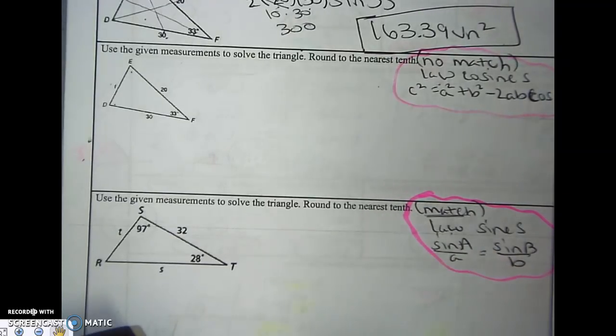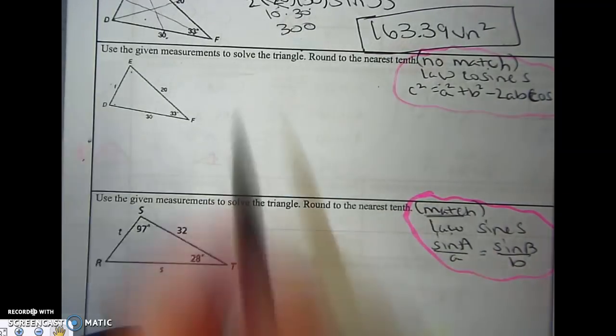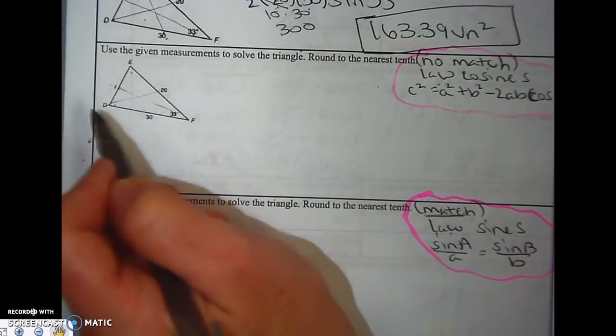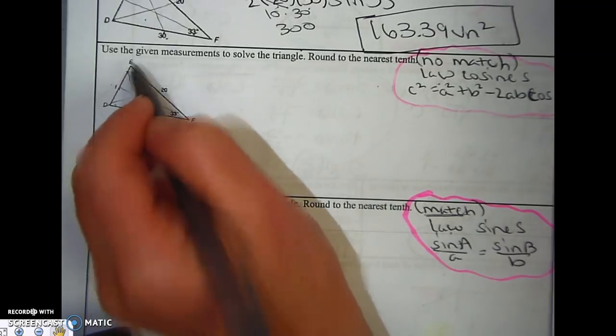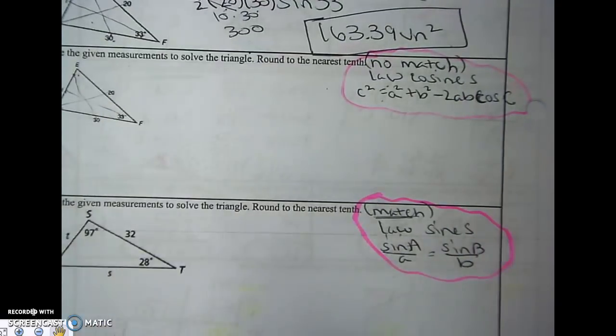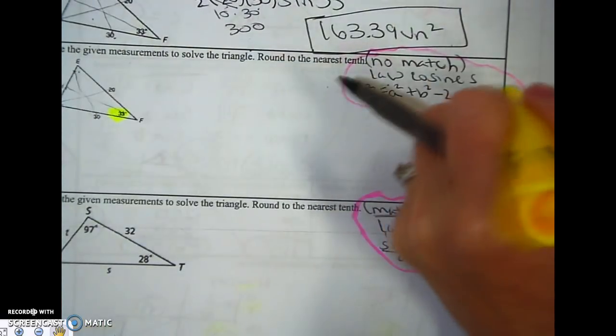And by a match, I mean that an angle has to match a side. So if you look, 33 with I, no match. 20 with D, no match. 30 with E, no match. So I have to use the law of cosines. Okay? So this is the angle that goes here.